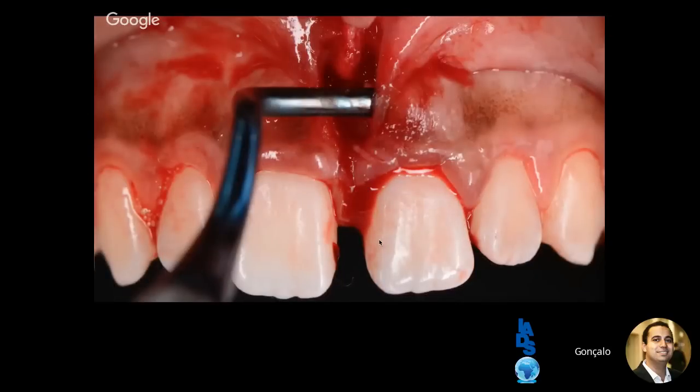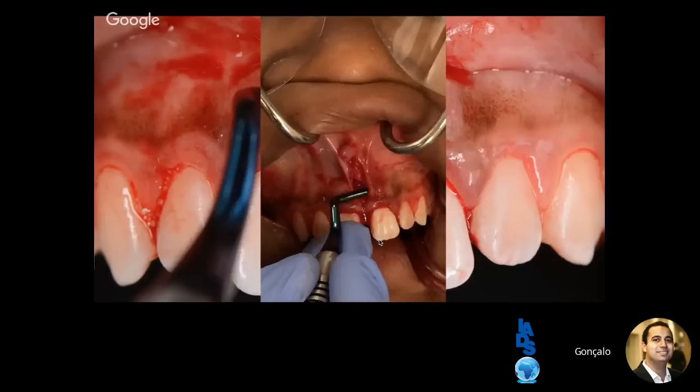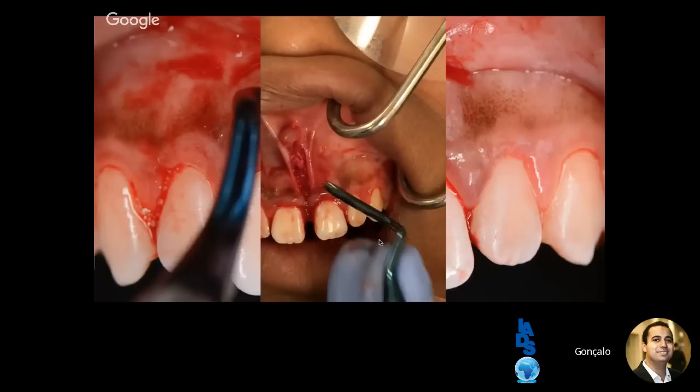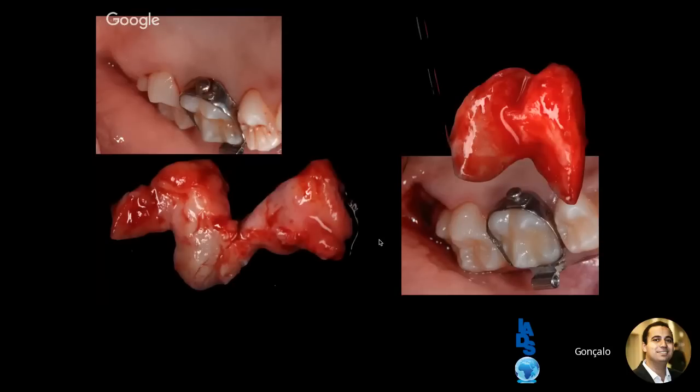What we do is we create a small tunnel. In this case, of course, it is not for root coverage, it is to create space for our connective tissue graft. So we create a small tunneling, as you can see here in the video, just on both sides, just to create space for our graft. And then we harvest a small connective tissue from the tuberosity.